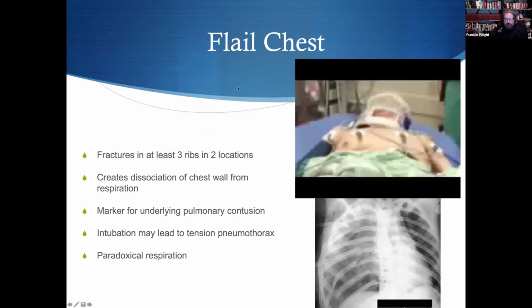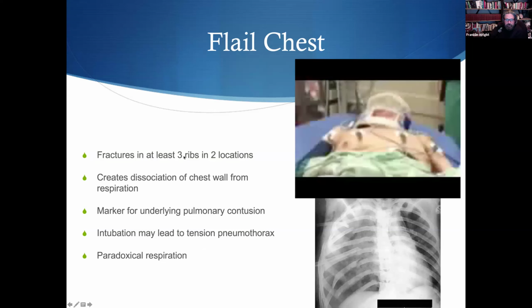Flail chest. Let me see if this video works. This is where I said I'd come back to it. This was a video I got in the trauma bay many years ago, on one of the original iPhones, so it's not the highest quality. This was a lady who came in after hitting a center divider at a pretty high rate of speed.